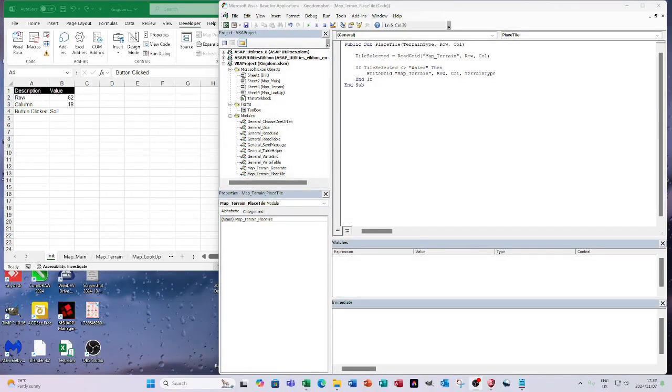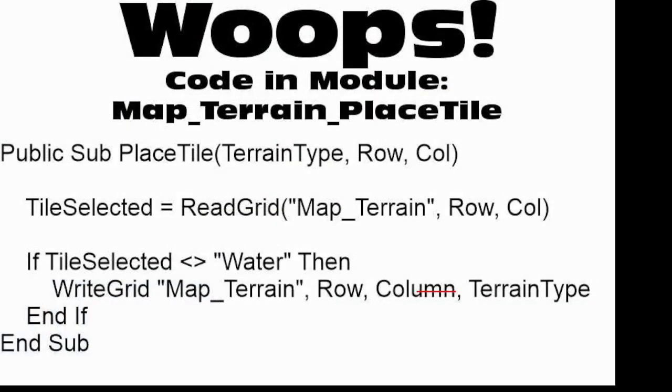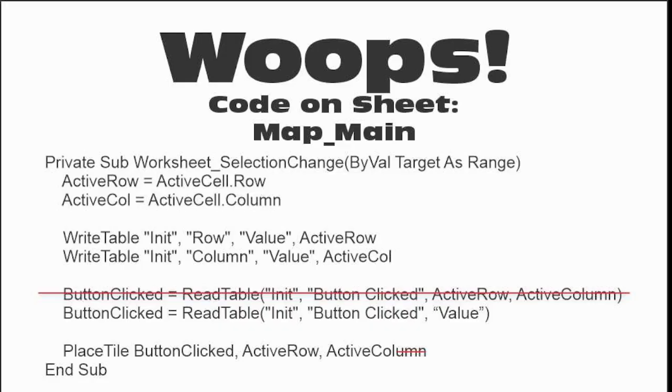Then on the second issue, that was on the main map. That command was totally wrong. I put in the active row and the active column, and I should have just put in the button clicked and the value, because we're looking it up from the inner sheet. You can see that here when I jump to it.